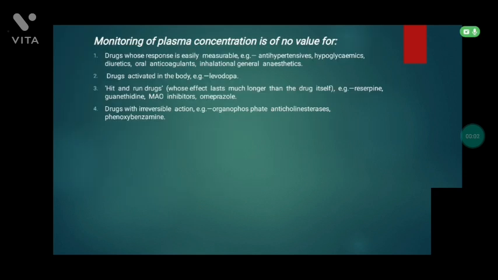Monitoring of plasma concentration is of no value for drugs whose response is easily measurable, drugs activated in the body, hit and run drugs, and drugs with irreversible action.